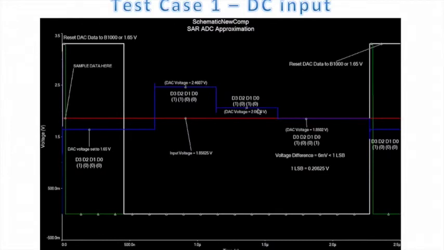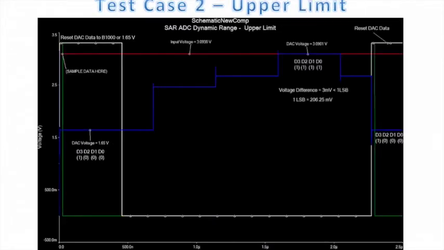And as you can see, the logic explained earlier follows, and you can see that it originally holds the value at 1.8502. This causes a voltage difference of 6 millivolts, which is far, far less than the 1 LSB voltage value. We also wanted to test for the dynamic range of the ADC, so as a result we went for the upper limit and the lower limit.